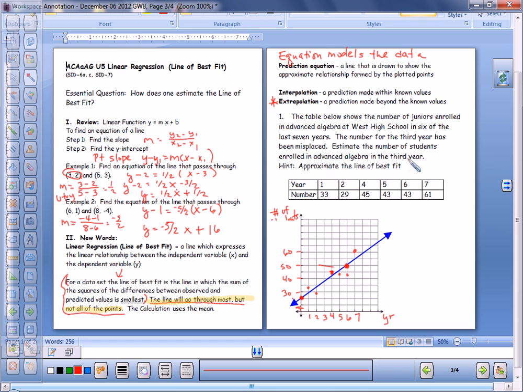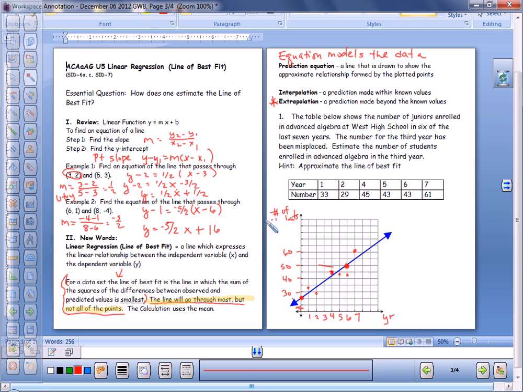So what do we do? We're given a situation. The table below shows the number of juniors enrolled in advanced algebra at a high school in 6 of the last 7 years. We lost the data for the 3rd year. So what they're asking us to do is estimate the number of students enrolled in advanced algebra that 3rd year. And it asks us to use a line of best fit.